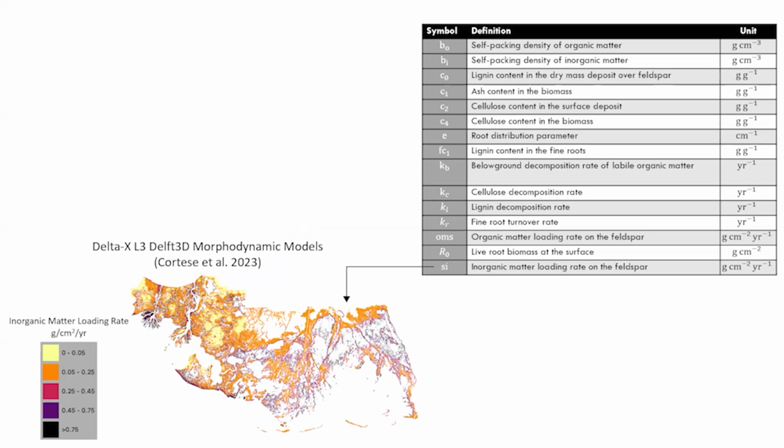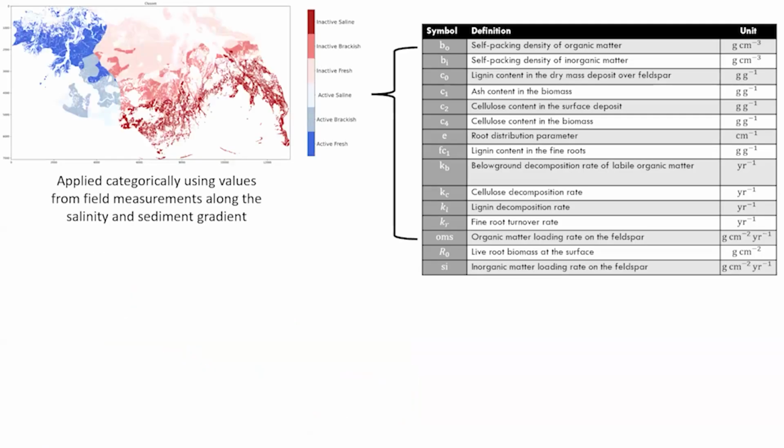For the landscape, we're using a Delft3D morphodynamic model. This can be run for 1 year or many years, depending, and we can get the amount of deposition that occurs. Right now, this does not include any progradation or erosion, so that's a big thing that's missing from the model so far. Basically everything else, all of these other parameters, are applied kind of paint by numbers. We take those field measurements and apply them based on the salinity or sediment gradients.